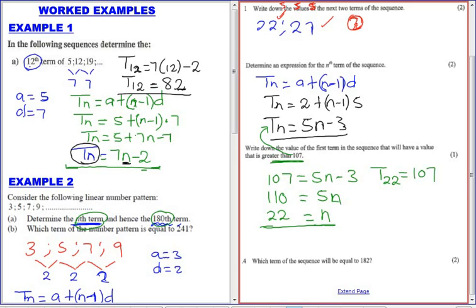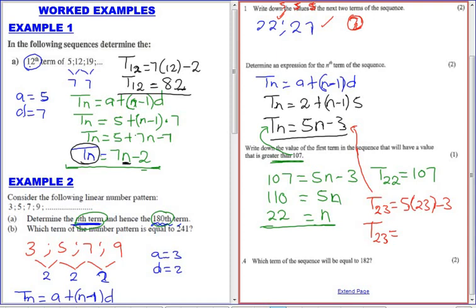Now, we will not ask the position of 1.7. We will ask for the first term in this sequence which is greater than 1.7. So if the 22nd term is 1.7, it means the 23rd term must be the one we are looking for here. So how do we get it? We also go and substitute into the general term here. We just put 23. So we're going to say 5 by 23, minus 3. Whatever term we get there is the first term that is greater than 1.7.